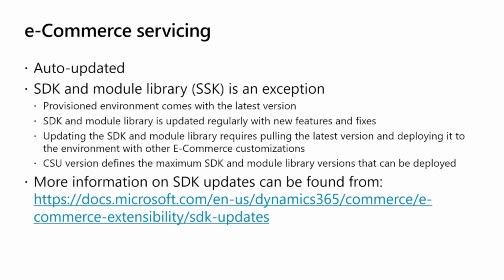Updating the SDK and module library requires pulling the latest versions from the repository and deploying them with the other e-commerce customizations. The SDK and module library depend on the CSU, and the highest version of module library that can be deployed depends on the version of the CSU. And generally, the CSU should be updated first before deploying a new SDK and module library. More information and the latest versions can be found from the link on the slide.